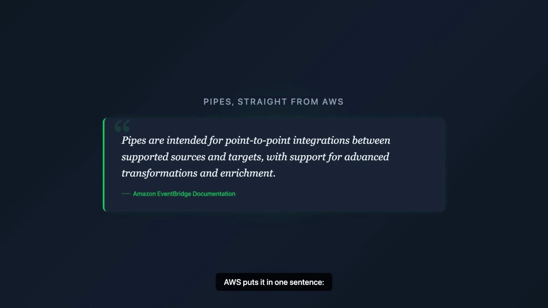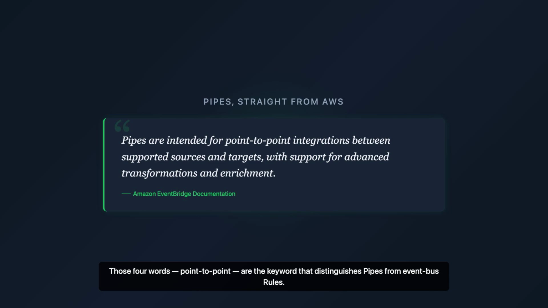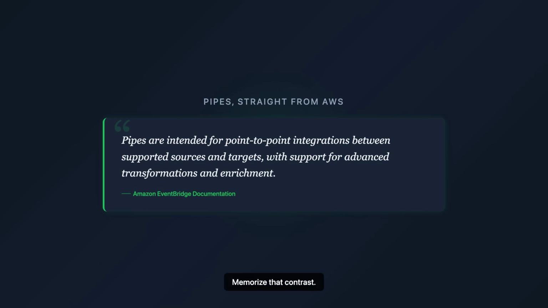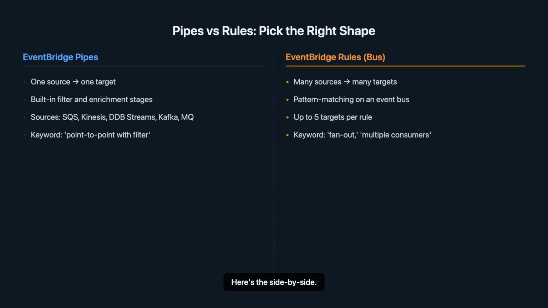Amazon Web Services puts it in one sentence. Pipes are intended for point-to-point integrations between supported sources and targets, with support for advanced transformations and enrichment. That keyword, point-to-point, is what distinguishes Pipes from EventBus rules. Memorize that contrast. Here's the side-by-side.